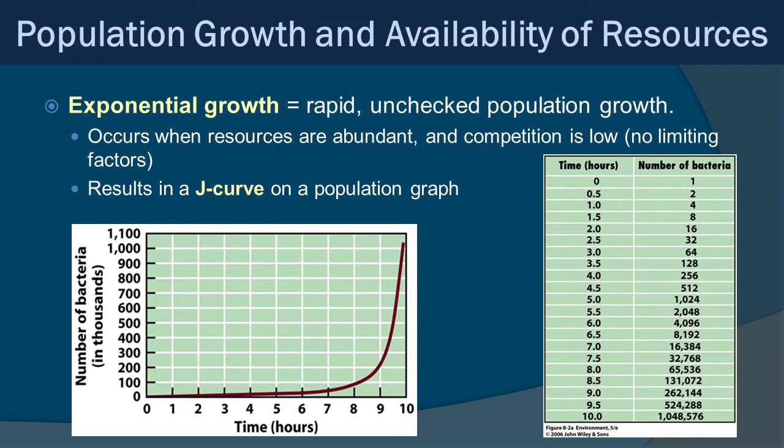This results in what we call a J-curve, and you can see that J-curve in this graph. Essentially, the population starts off low, but then it starts to get larger very, very quickly. Now, this happens to be an example from bacteria, which do this quite readily. If you put them in an agar plate full of food, essentially, and let them go to town, they will just explode in population very quickly.